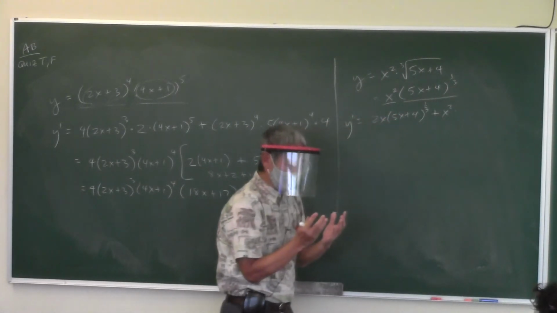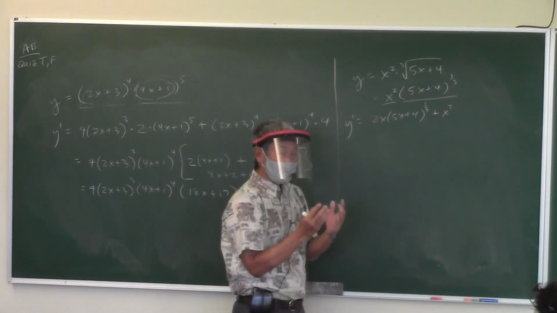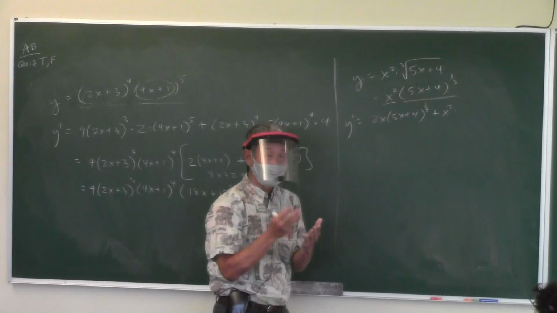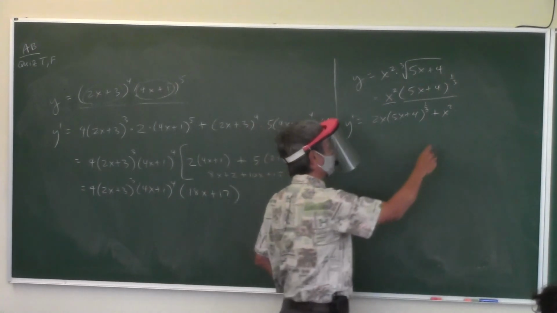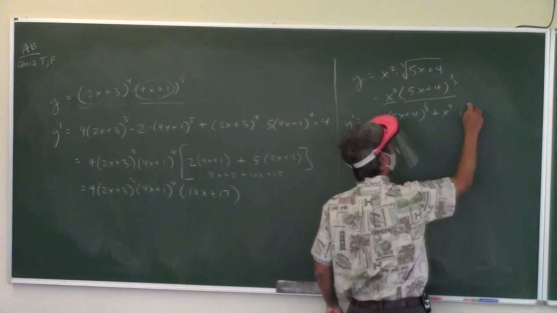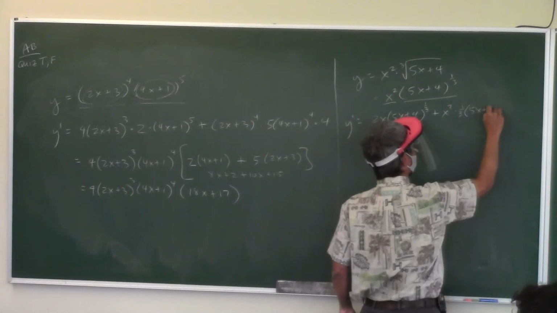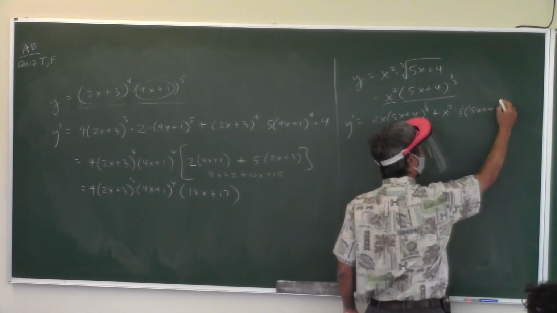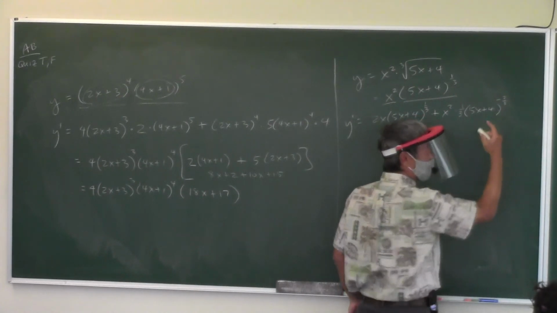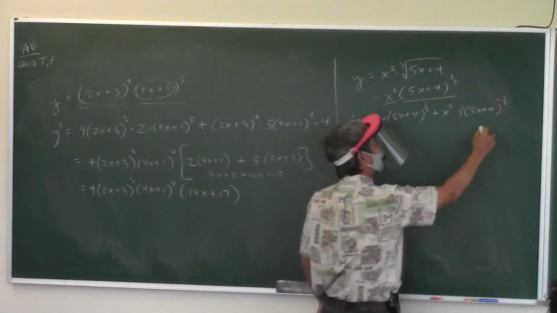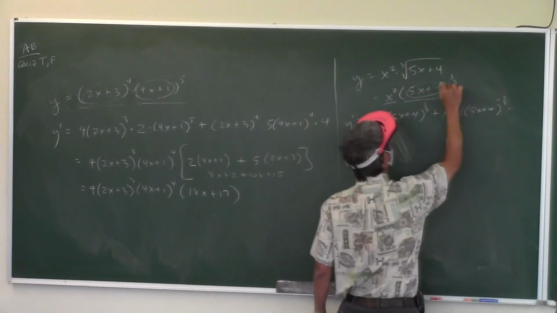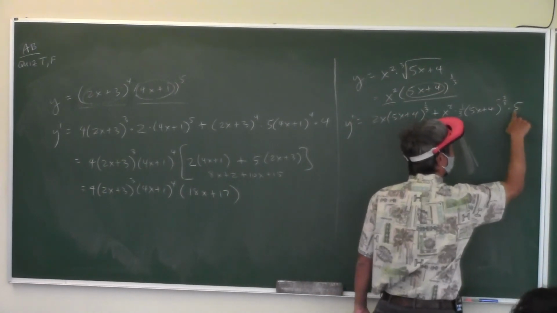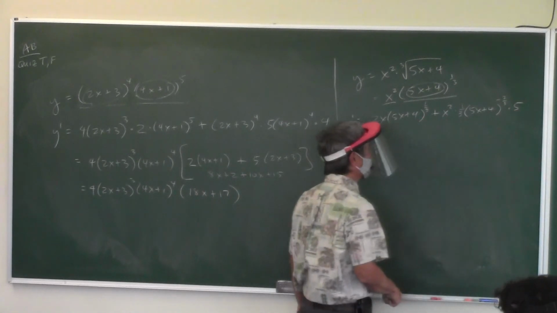What do you see? Box to the 1/3. How do you take the derivative of box to the 1/3? 1/3 box to the negative 2/3. You gotta be able to subtract 1 from the power now. Times the derivative of box, which is 5. See, that 5 is the big points right there.